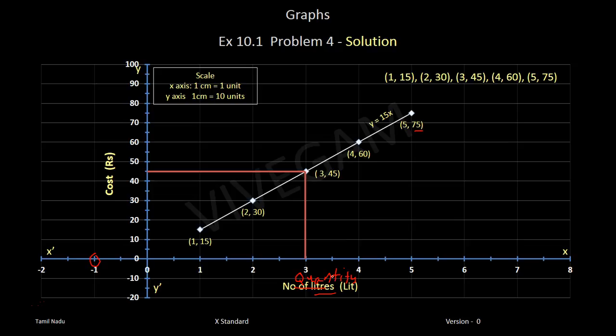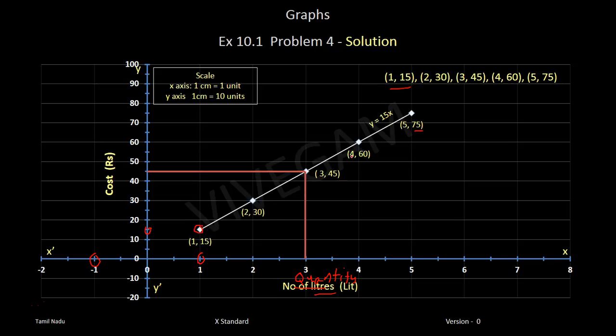Everything is ready. So to plot the points, the point is 1, 15. X is equal to 1, y is equal to 15. So x is equal to 1 is here, y is 10 and 20. So this is 15. So go horizontal from here and go vertically up. It will intersect at one point, that is 1, 15.